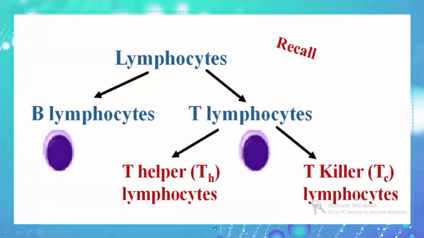Let us recall together what the different types of lymphocytes are. Lymphocytes consist of B lymphocytes and T lymphocytes. T lymphocytes are made up of two types, T helper lymphocytes and T killer lymphocytes. In this video, we will concentrate on the activation of T killer lymphocytes.